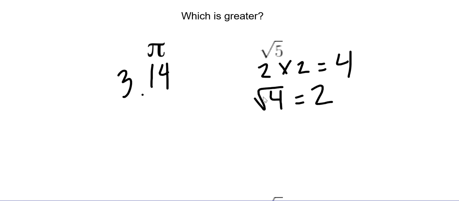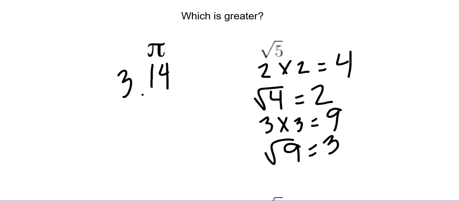Okay, square root of 4 is less than 5, so I know that square root of 5 has to be more than 2. Okay, let's keep going then. 3 times 3 equals 9. Square root of 9 equals 3. Awesome. I know that the square root of 5 is less than the square root of 9, so then I know the square root of 5 has to be less than 3. So I know the square root of 5 is going to be somewhere in between 2 and 3.